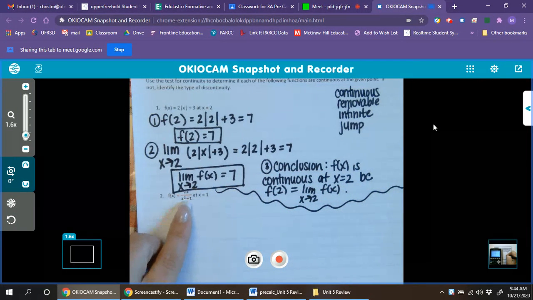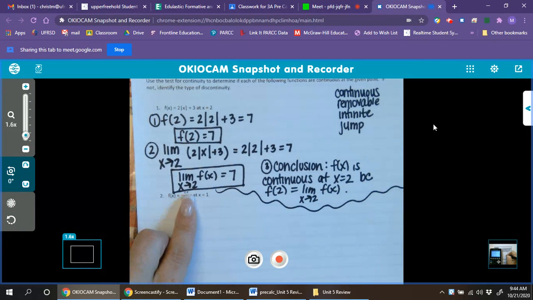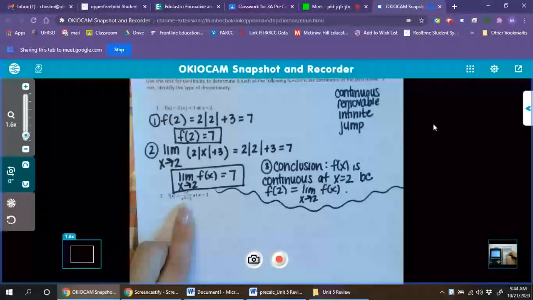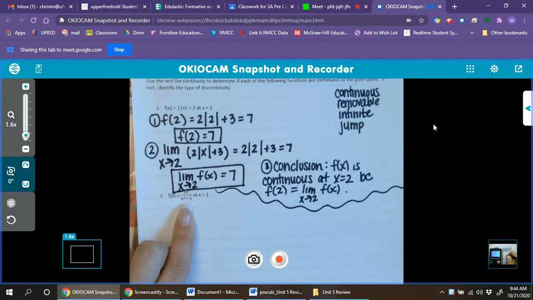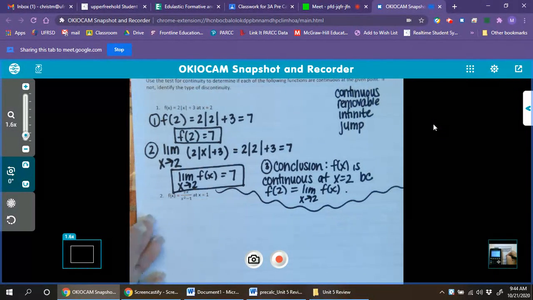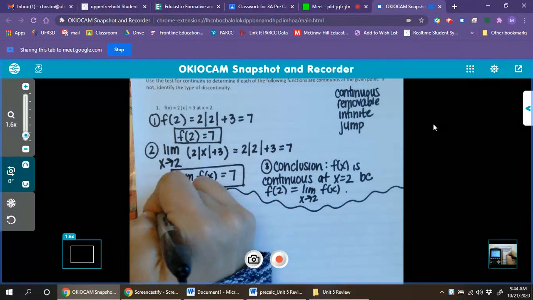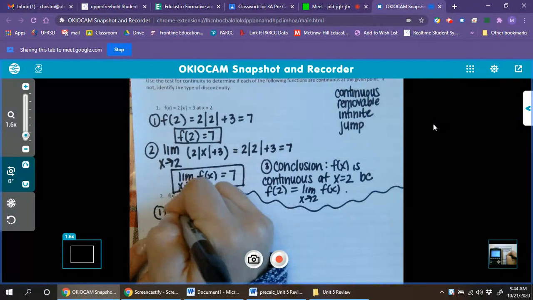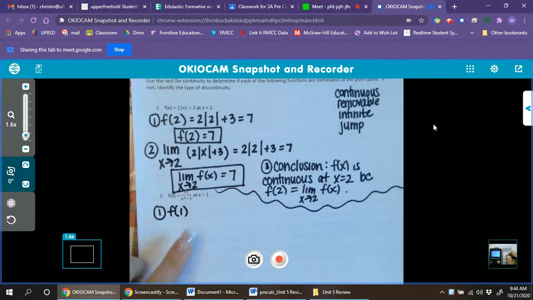All right, so my next function here, I wrote over it a little bit. This is 2x on the top and x squared minus 1 on the bottom. Okay, and we want to show that it's continuous at x equals 1. Okay, so step 1 is to evaluate the function. So we're going to plug in f of 1.